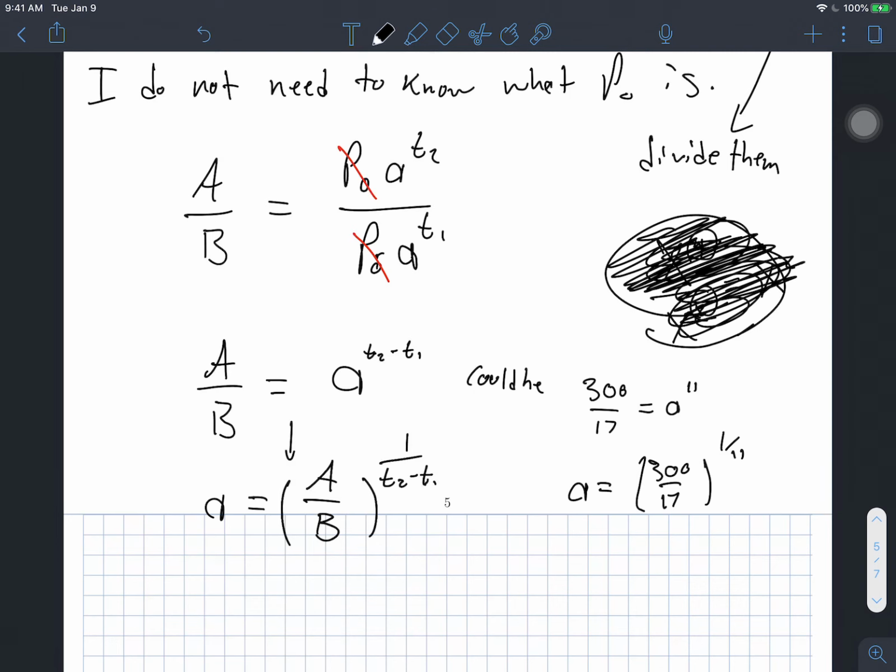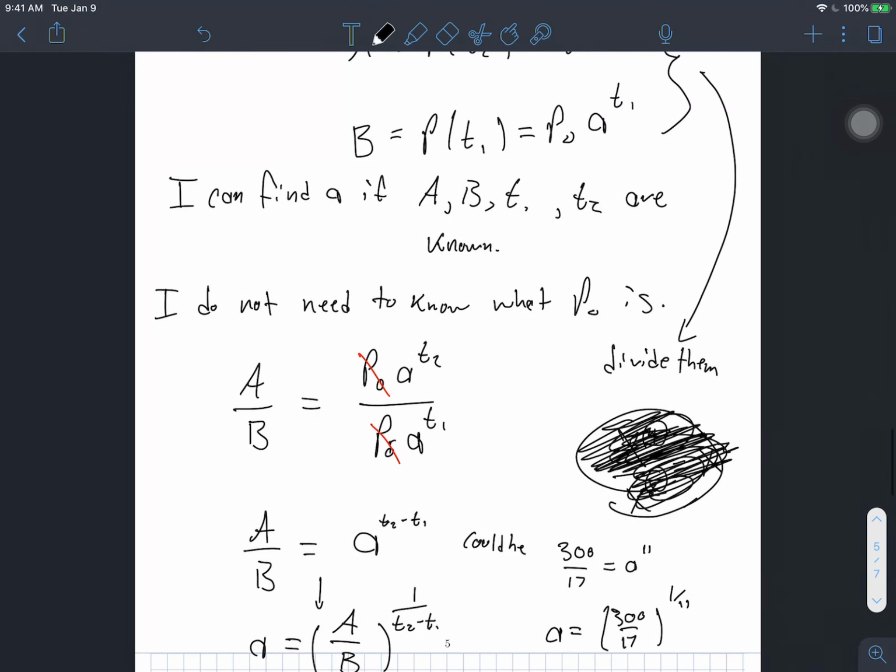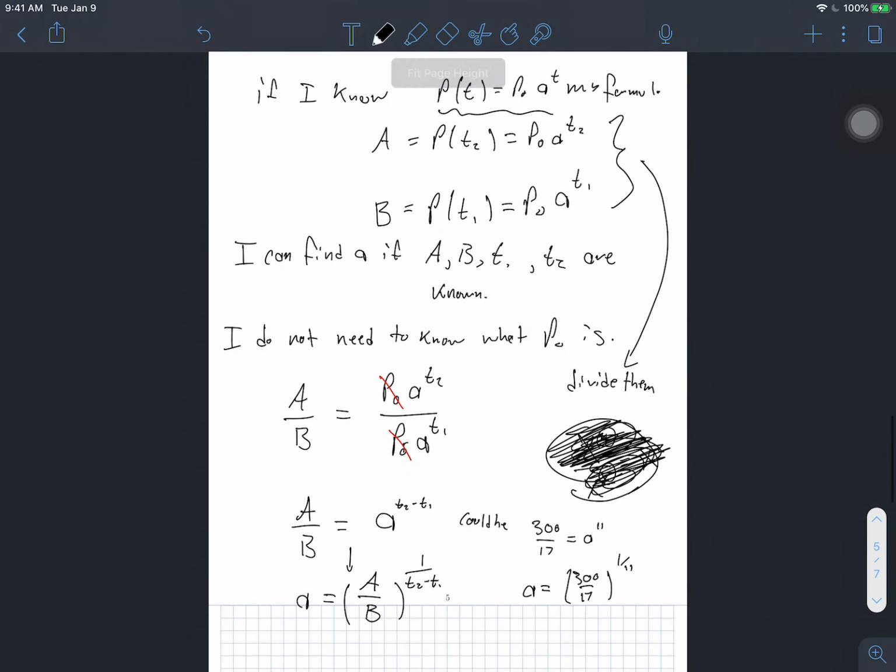Exactly. So that's what I was trying to tell you guys during that problem. I was trying to give you this very general information about this method, which I wrote down here, that can be applied to any problem of this kind. If we know the value at some later time versus some earlier time, or if we even just know how much it's decreased, then we can apply this method and figure out what a is.